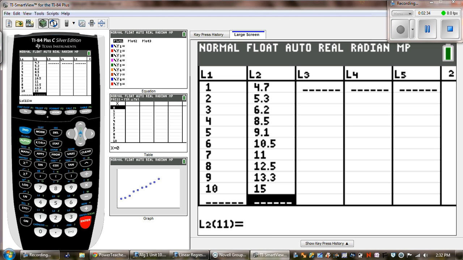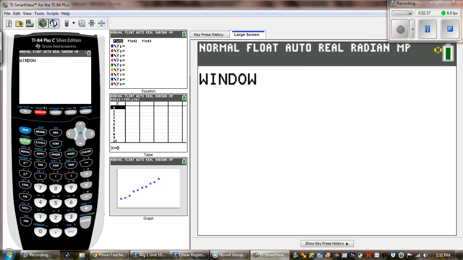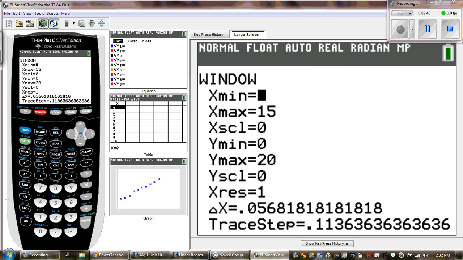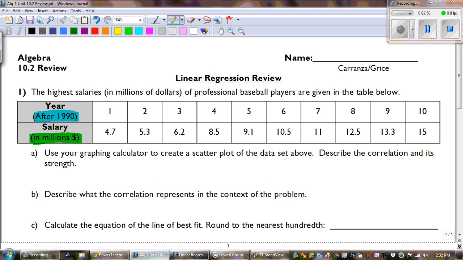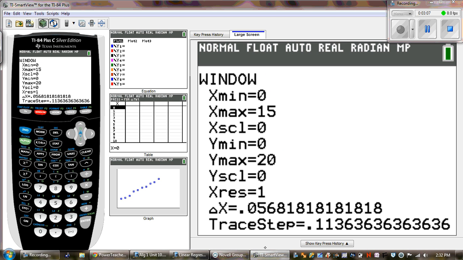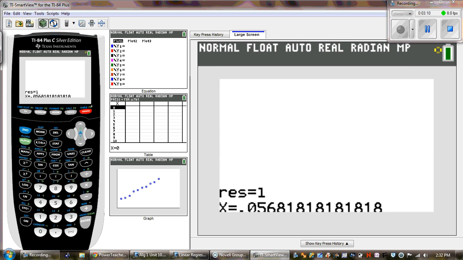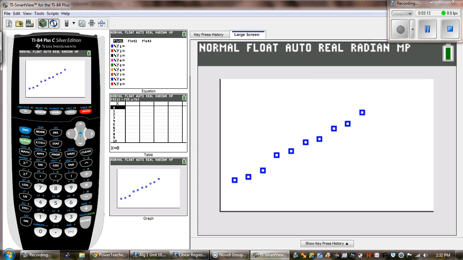Before I take a look at what this looks like, I'm going to set my window. It so happens that I've already done this problem, so everything seems pretty good for me. For the x max, the highest number we see is 10, so I went a little bit above that. Our biggest y was 15, so I went a little above that, and that's where I get 20. So let's go ahead and take a look at the graph, and that's what we get.